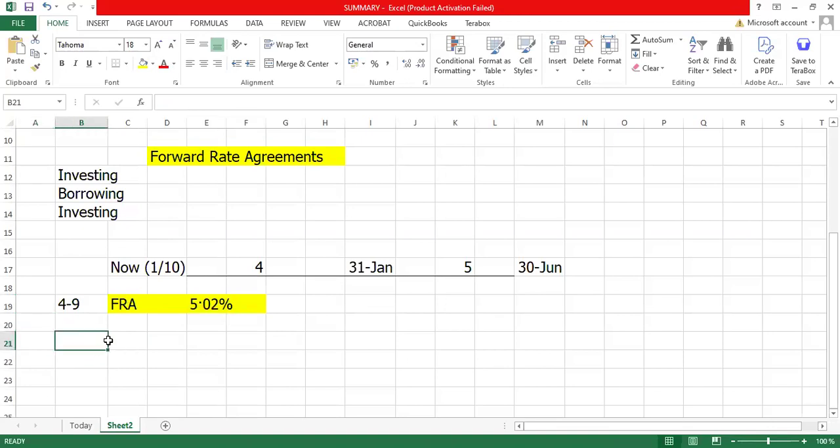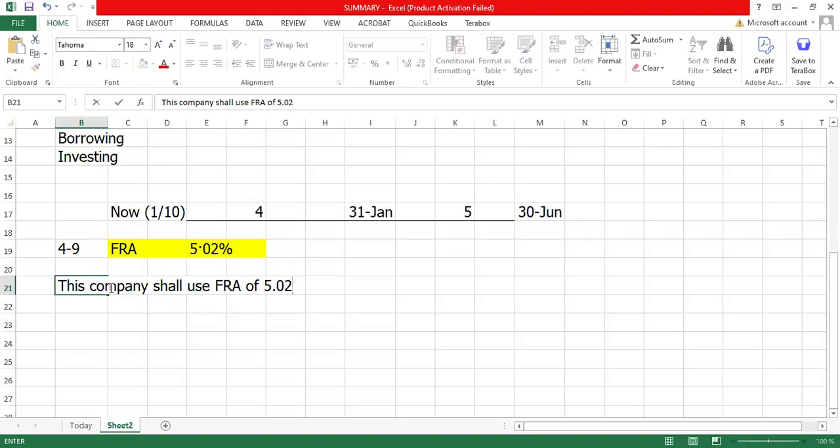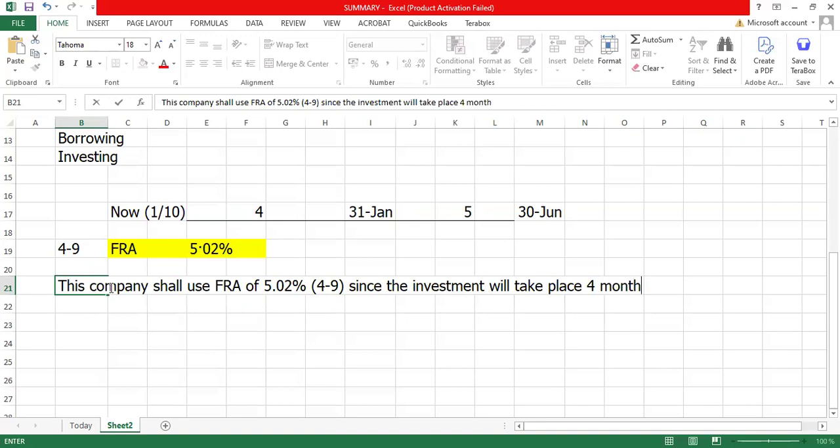Once you know your forward rate agreement to use, you can say that this company shall use the forward rate agreement of 5.02%, and this is based on this category 4 to 9, since the investment will take place in 4 months from now. That is 4 months time.